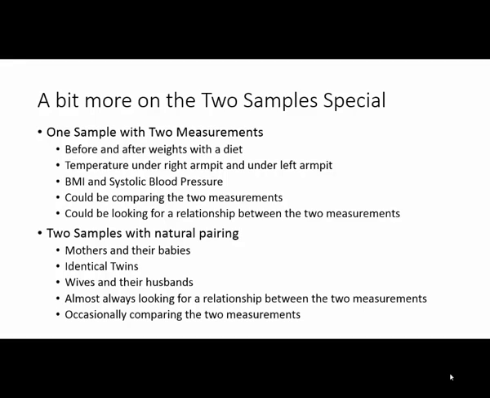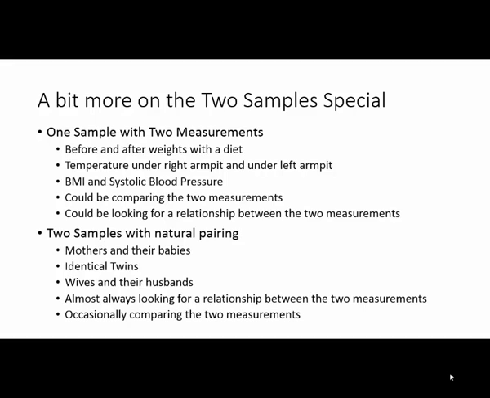Another time you have two samples special is when you actually have two samples, but these samples can be naturally paired. Each person in the first sample goes with a specific person in the second sample. So I have one sample of new mothers, and the other sample is the newborn babies of those mothers. Each baby goes with a specific mother. Each mother goes with a specific baby.